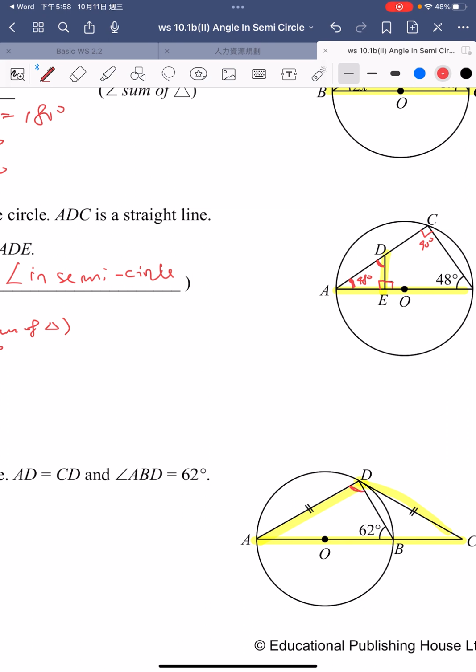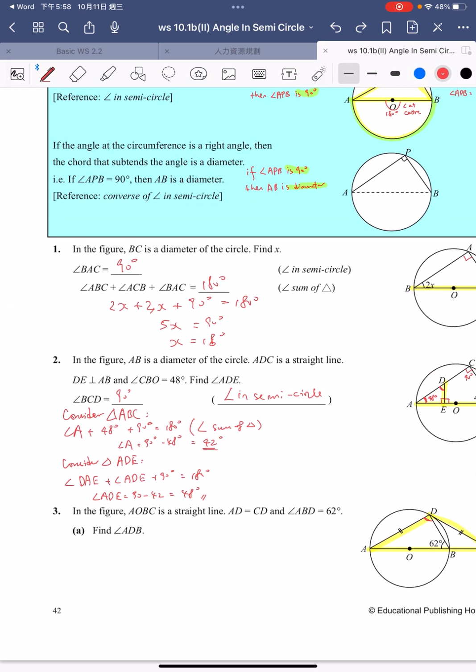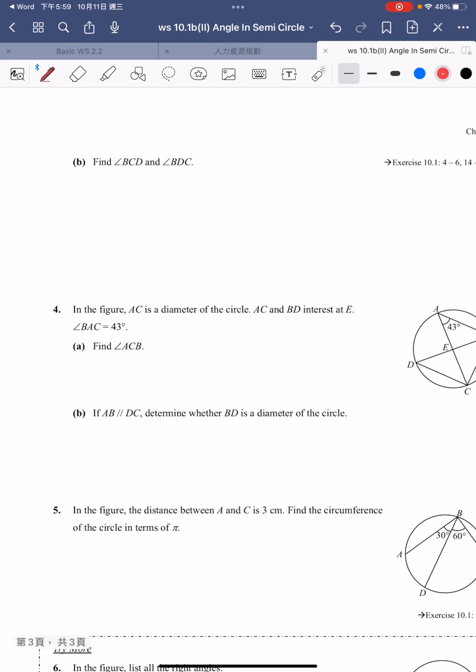So this is ADB. If you look carefully, ADB is actually a triangle in a semicircle. So actually we're using the angle in the semicircle. So now we have ADB is actually 90 degrees. You can just say that the angle ADB is equal to 90 degrees due to the angle in a semicircle. So in the next part, we're going to find BCD and BDC.